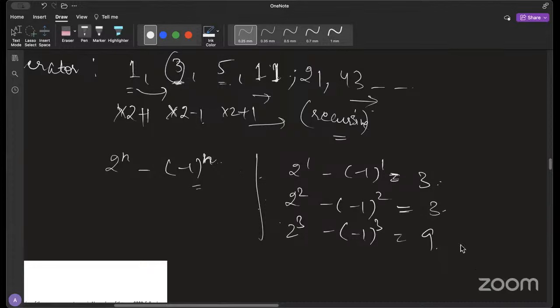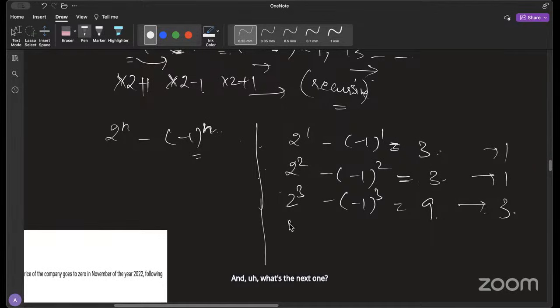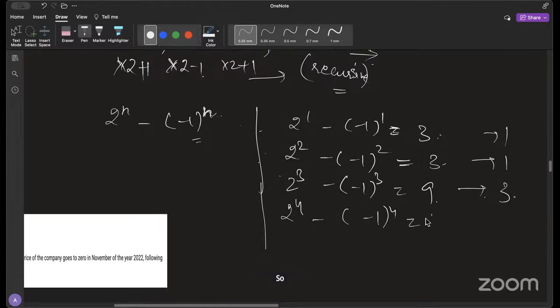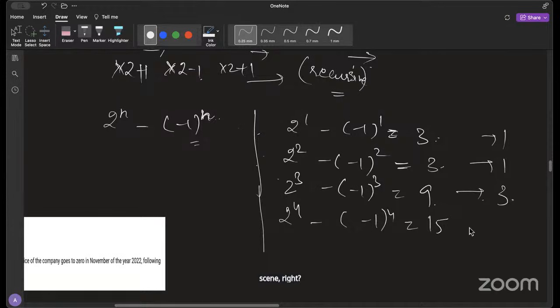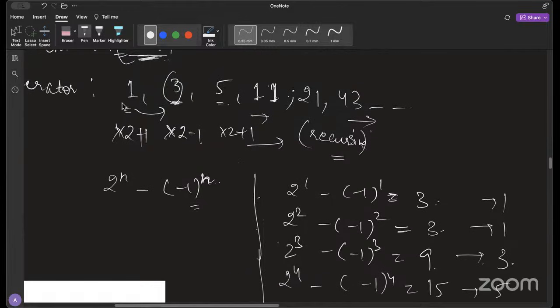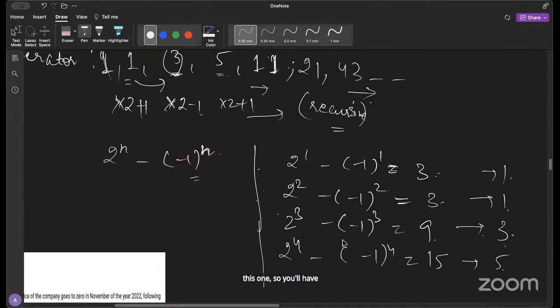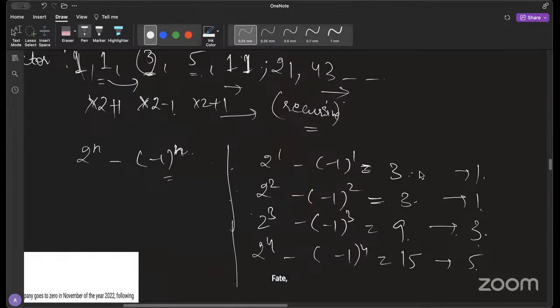If you divide these numbers by 3, you get 1, 1, and 3. And what's the next one? 2 to the power 4 minus 1, 4. So it's 16 minus 1, so it's 16, right? 16. Divide by 3, so you get 5. And we have here this one. So you'll have 1, 1, 3, 5. Right? We're getting this when we divide this thing by 3.